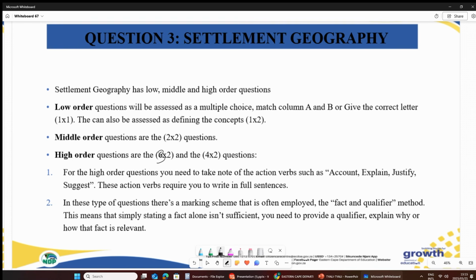For the high order questions, you need to take note of the action verbs such as account, explain, justify, and suggest. These action verbs require you to write in full sentences. For example, when you are asked to account, you are asked to give reasons. When you are asked to explain, you give us a thorough explanation of the phenomena or the content. When you are asked to suggest, you are going to advise or give suggestions as to how this can be handled, especially in settlement geography.